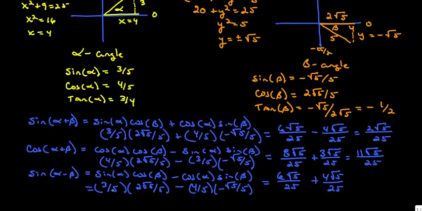So let's just make sure I did this right. Sine alpha is 3/5. Cosine beta is 2 root 5 over 5. Cosine alpha is 4/5. And sine beta is this. Okay, good. So I'm going to get 10 root 5 over 25. And both of these are divisible by 5. So this is 2 root 5 over 5.